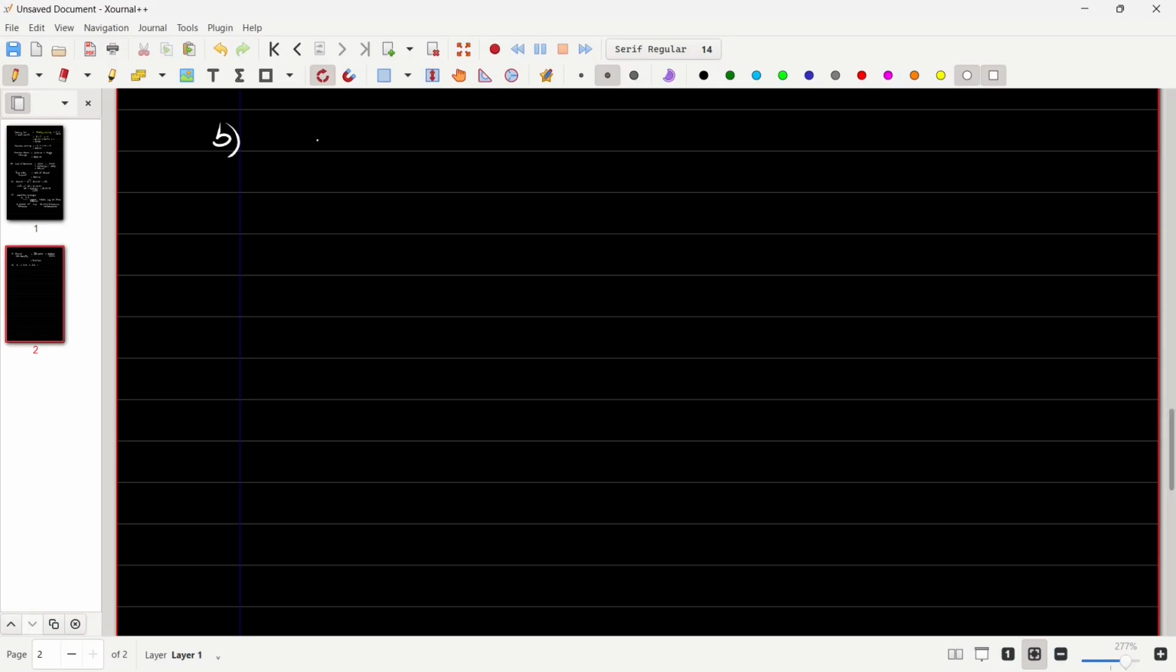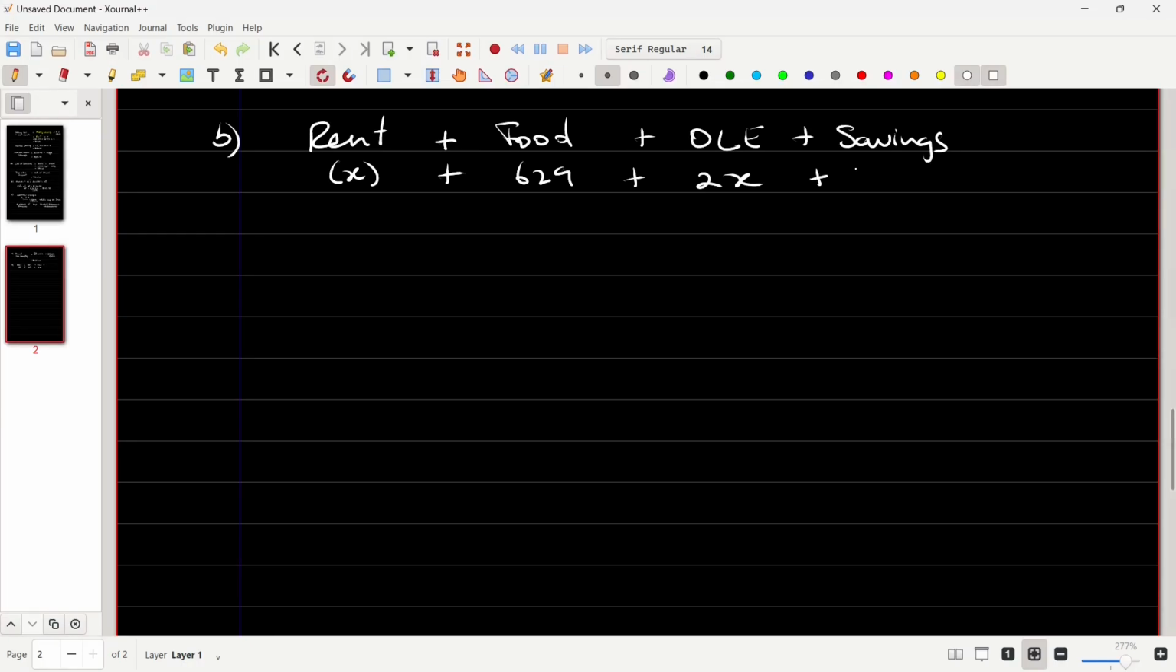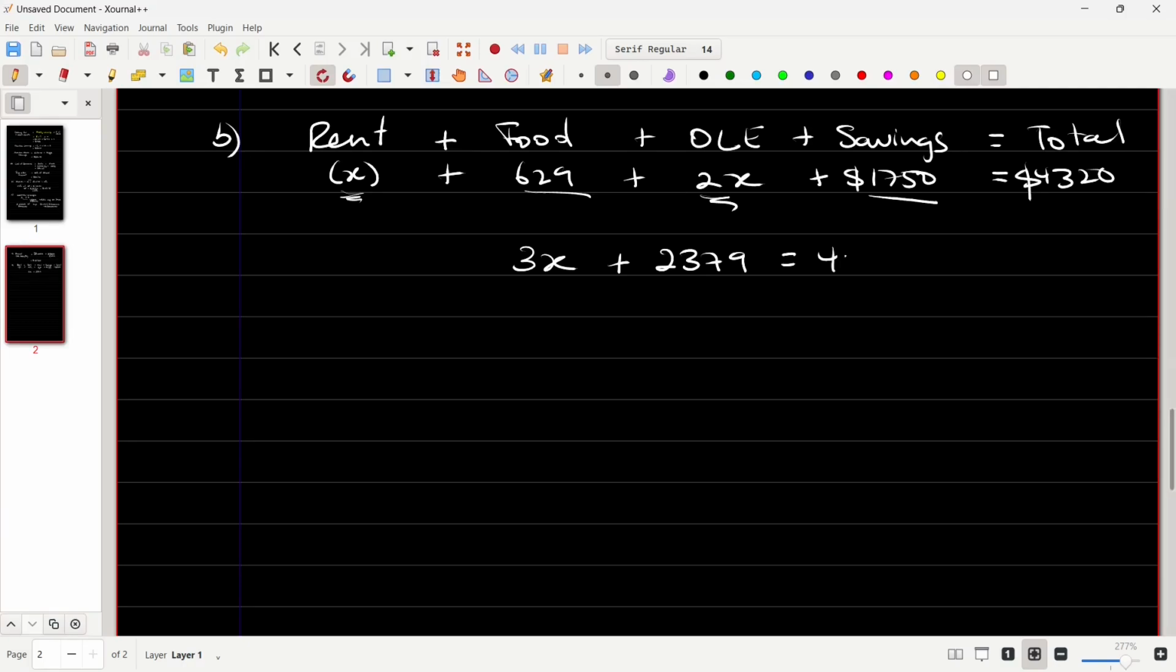Now, from the table provided, we know that her rent, which was represented by X, plus her food, which was $629, plus other living expenses, which is 2 times her rent, plus her savings, which was 1,750, would be equivalent to her total salary, which was 4,320. All right, let's add up what we can add up together. We know that 1 times her rent plus 2 times her rent will be 3 times her rent. And then I'm just going to take this 629 and add it to this 1750, and I will be able to get 2379, which is equal to 4320.